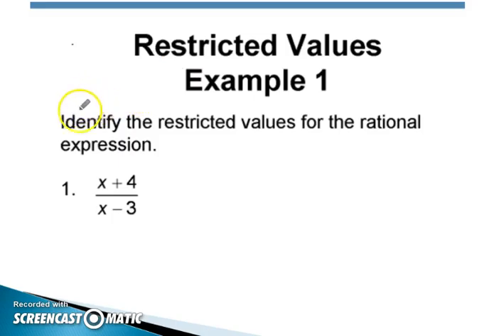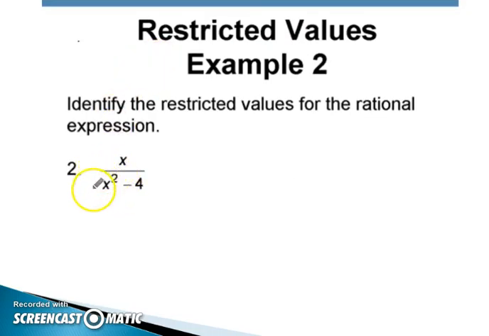So in this example, to identify that restricted value, in my denominator, I have x minus 3. I need to figure out what's going to cause this to equal 0. Some of you might be able to see right away that if I plug in 3 for x, 3 minus 3 equals 0. It's also helpful to know you can just set that equal to 0, and if you were to add 3 on each side, you would figure out that x would be 3 when it equals 0. So my restricted value: x can't equal 3, because that would cause that denominator to equal 0.